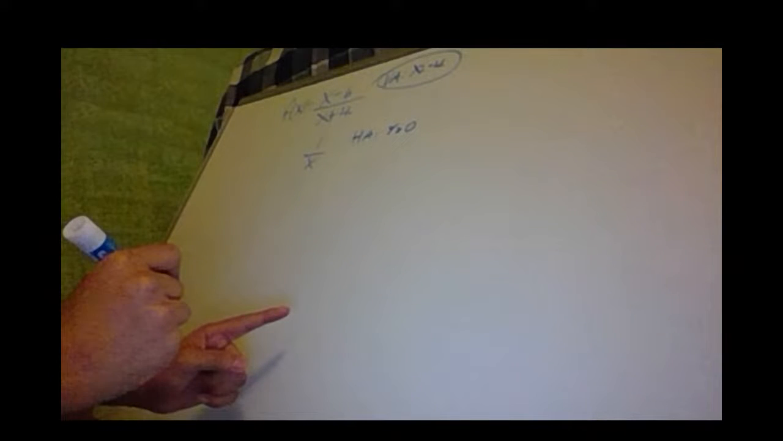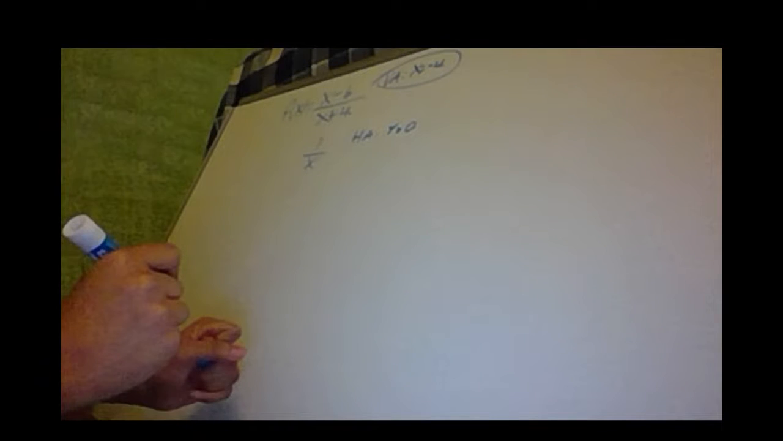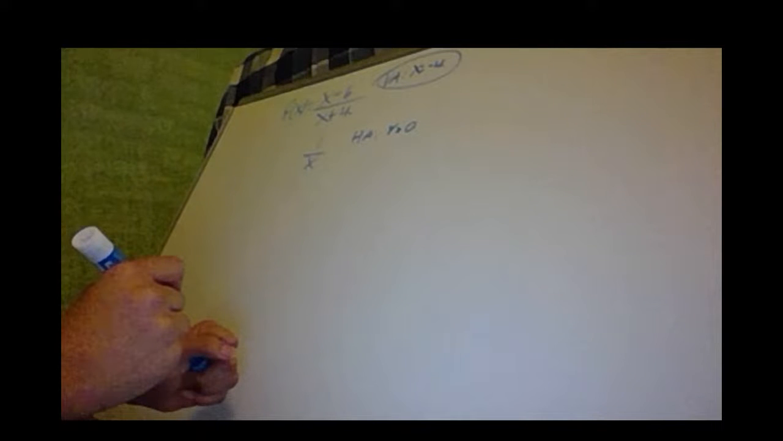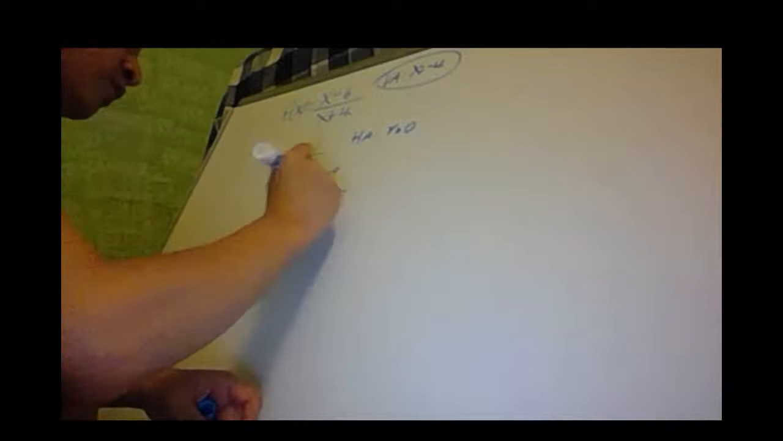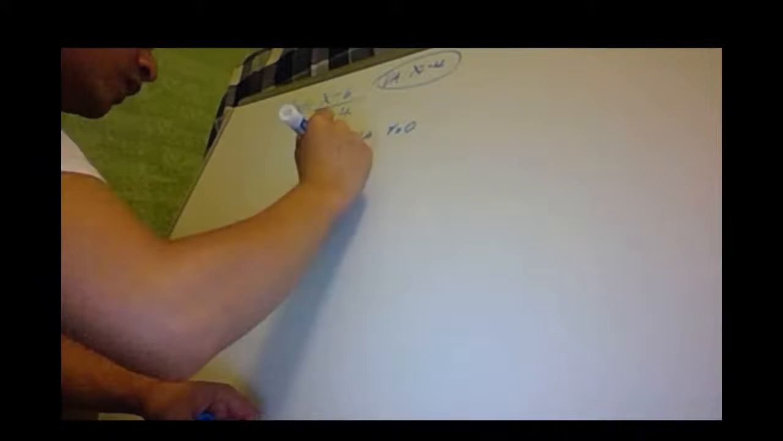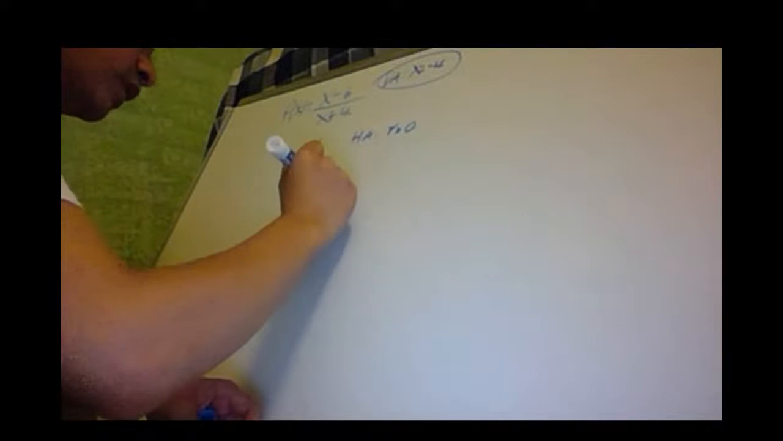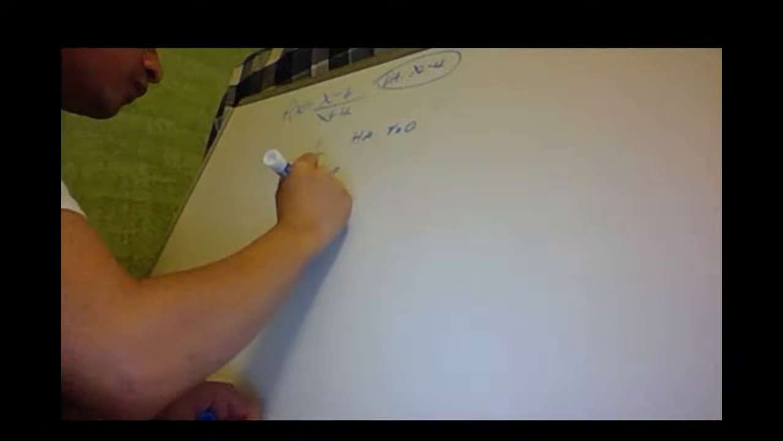And let's see. I'm trying to think. So that's the horizontal asymptote. It's y equals 0 because we have x to the 0 over x to the first power, right? Let me write that a little bit better.